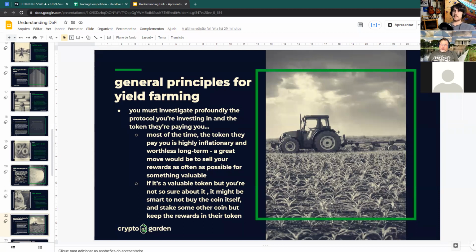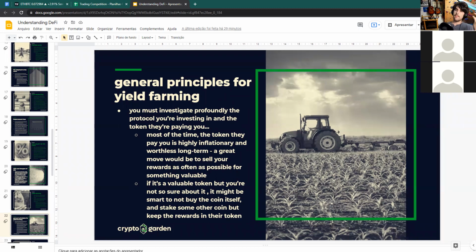So most of the time, the token they pay you is just highly inflationary, and it's long-term worthless. It's just going down long-term because they're printing so many tokens to give to people that the value of the token cannot go up. So the best move for something like this would be just selling your rewards as often as you can for some other thing that's valuable, some other thing that you're interested in. So for example, you get a worthless token, you sell it as soon as you get it, and you buy Ethereum or you buy BNB or something like that.